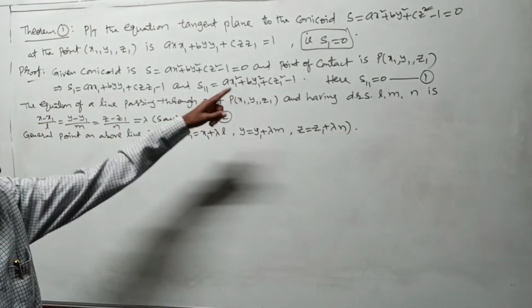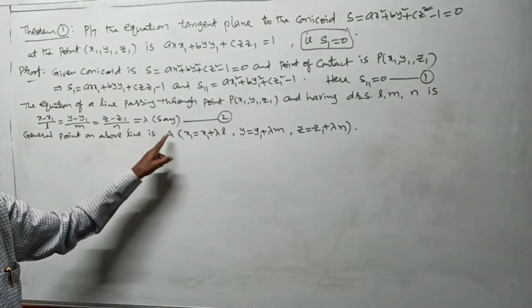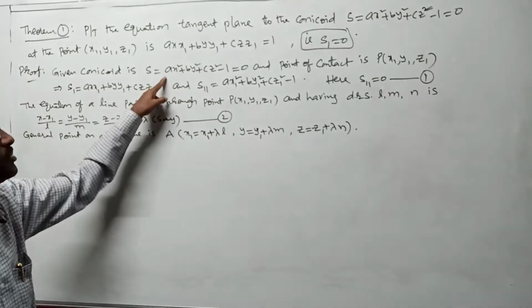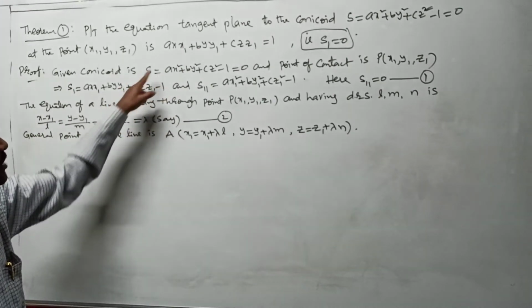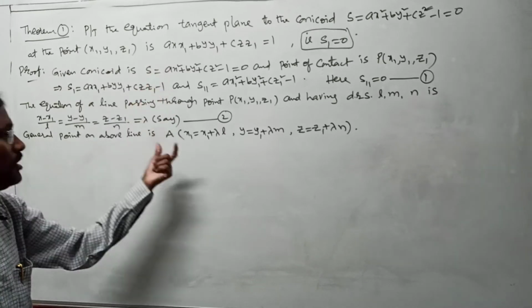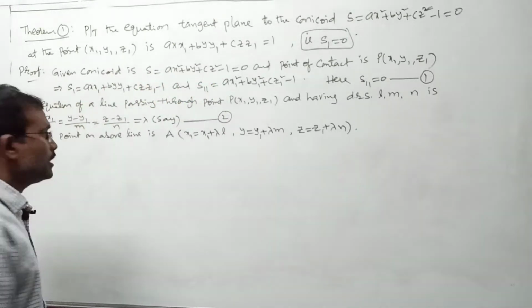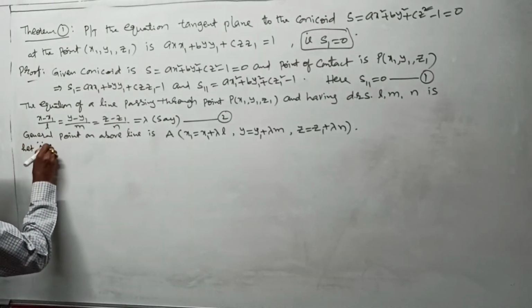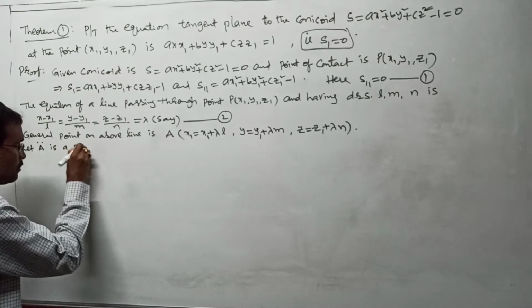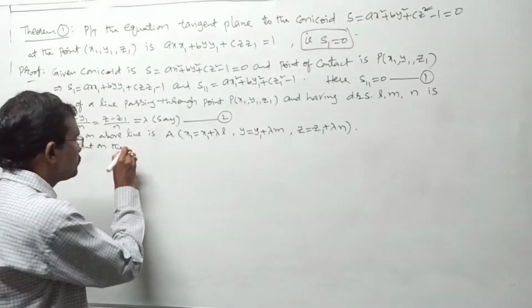General point means basically anywhere on this line. I want to take that at the intersecting stage. Intersecting stage means what? It is on the line as well as on the conicoid. I mean, in the next step, take this capital A as a point on the given conicoid. Let capital A be a point on the conicoid.